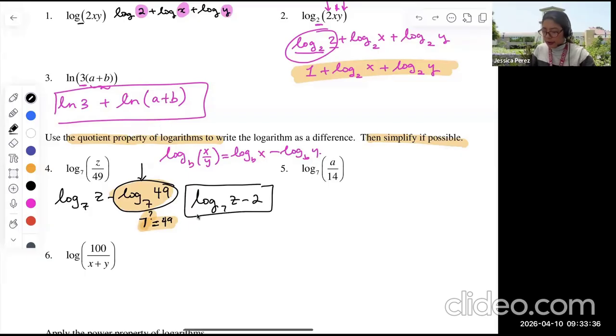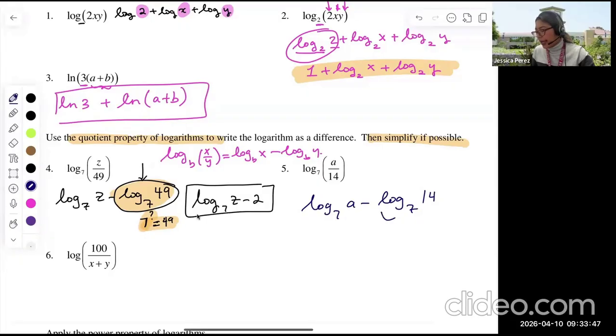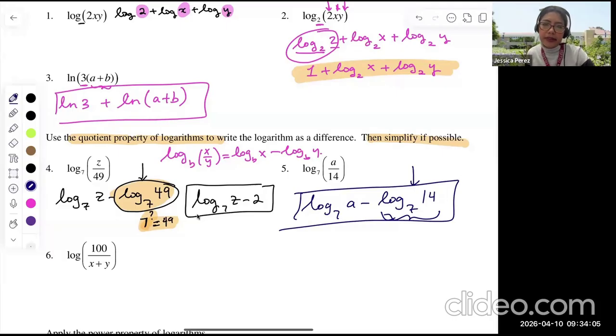Same thing here. Look at question 5. For question number 5, I will have log base 7 of a minus log base 7 of 14. But be careful. If I want to simplify, can I simplify this value? The answer is no, because there is no 7 to the what power that gives you 14. So log base 7 of 14, you do not simplify further. That's it. So your final answer is exactly log base 7 of a minus log base 7 of 14.